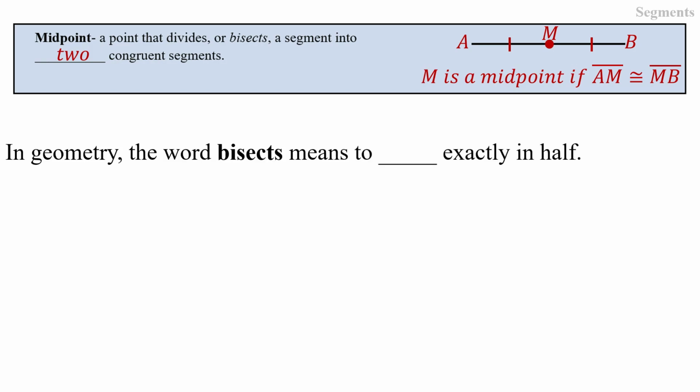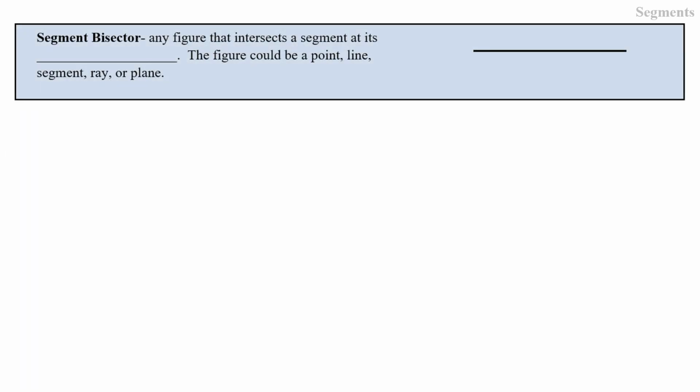In geometry, the word bisects means to cut exactly in half. And you're going to see this word bisect in later sections. But anytime you see the word bisect or a bisector, it's going to mean to cut something exactly in half into two congruent pieces. For example, a segment bisector.